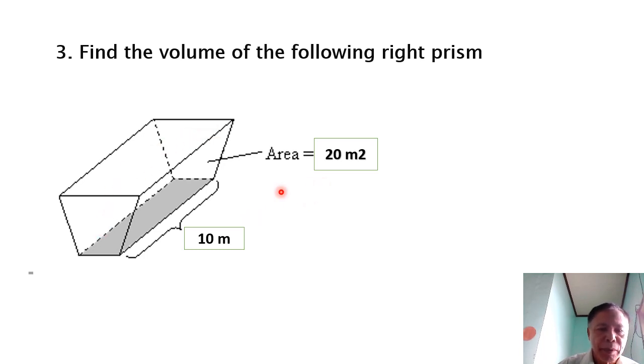So to solve the volume, simply follow the formula for volume. Volume equals base times height, equals the area of the base, which is given to be 20. The length is considered as the height here, 10. So you have 200 cubic meters. So base times height represents the volume.